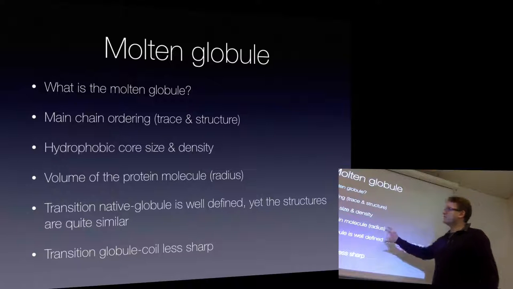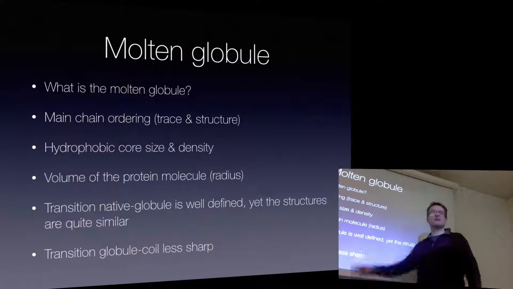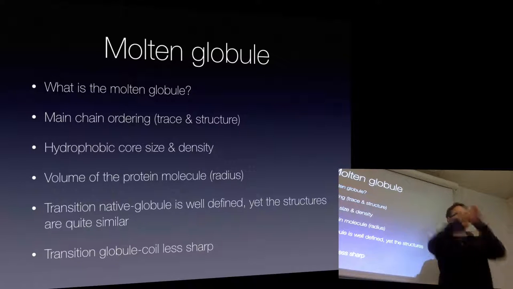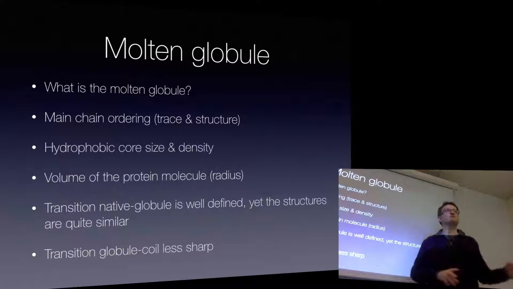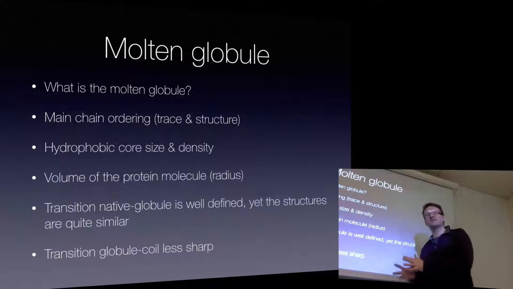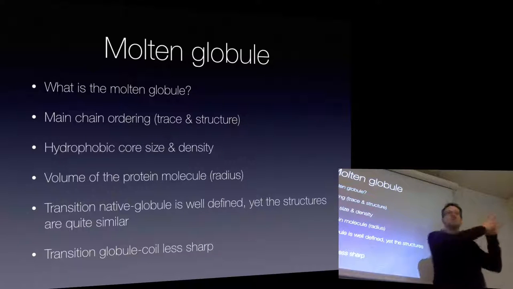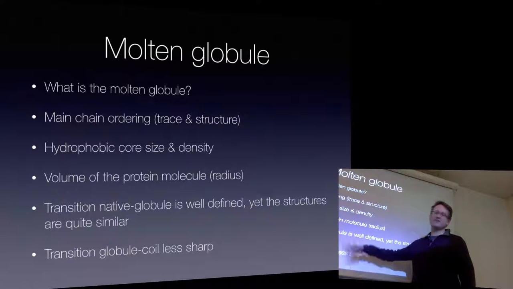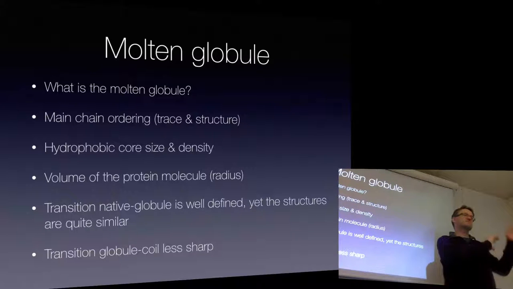But on the other hand, it's not really a native state. So you're either native or molten globular. It's not smooth. There is some sort of transition between these. If you drop the temperature, it folds into the native state. If you increase the temperature, it goes back to the molten globular. But the whole transition between molten globular and that coiled state, that's smooth, fuzzy.